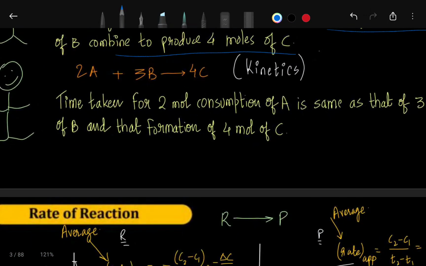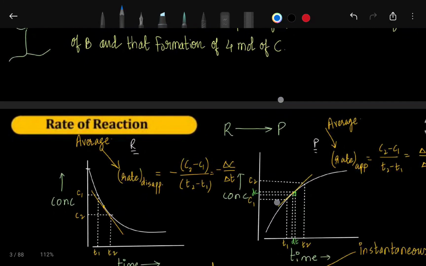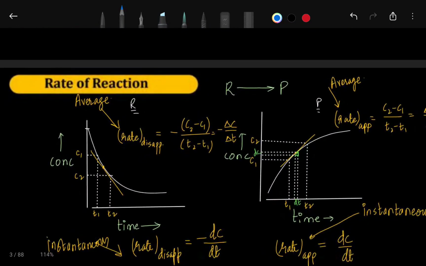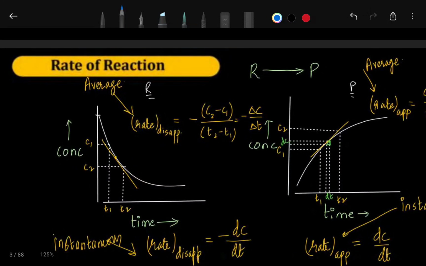Kinetics means the study of anything related to time and distance, that is, related to the speed of a body. Okay, now I start with the first topic, that is rate of reaction. We know, what do you mean by rate? Anything that happens, anything that changes, that is called rate.